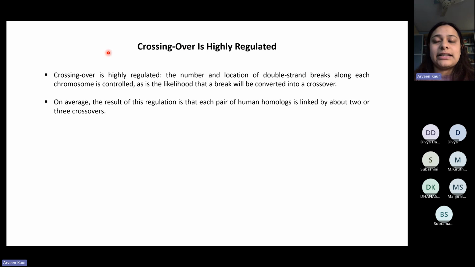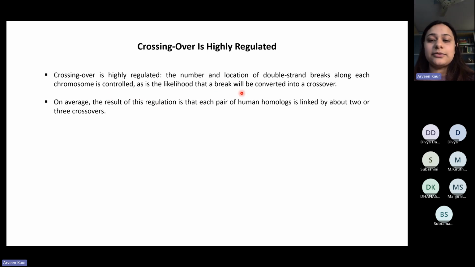Another thing that was talked about in the week's lectures is that crossing over is highly regulated. Yes, indeed, it is highly regulated. Not only the number, but the location of double strand breaks along the chromosome is also controlled.